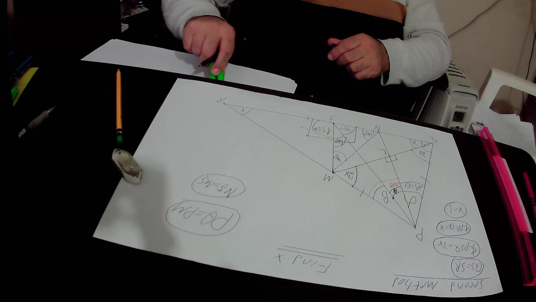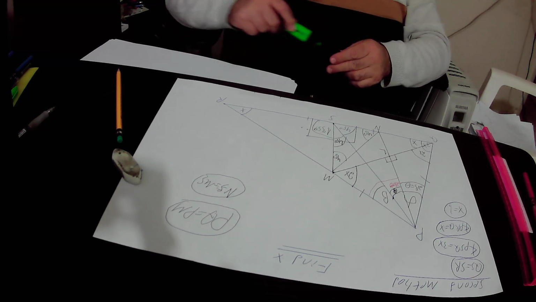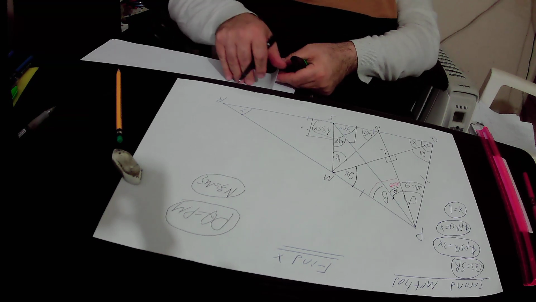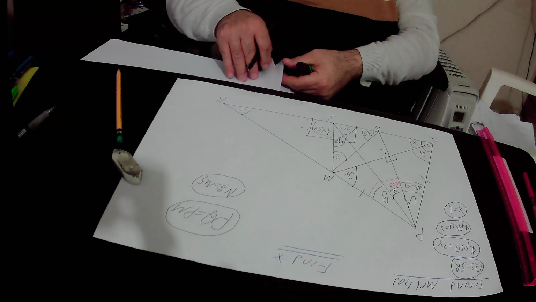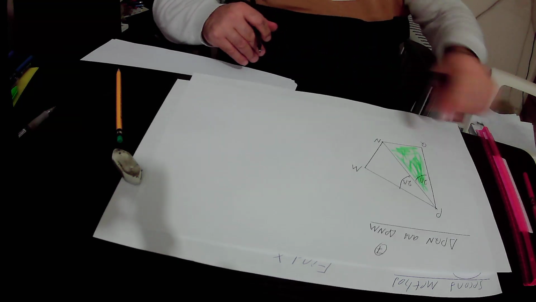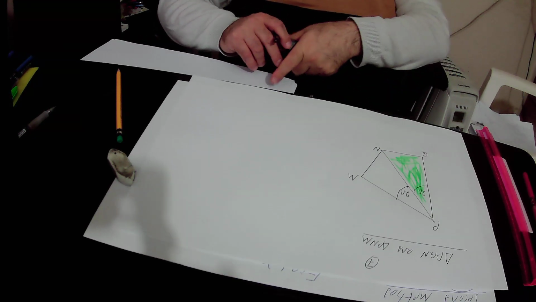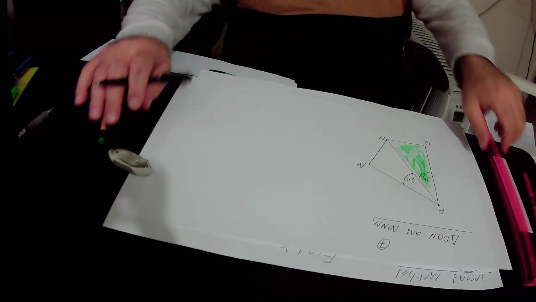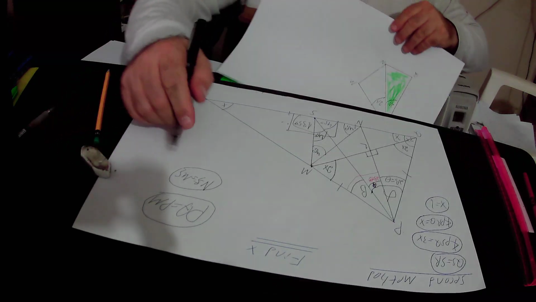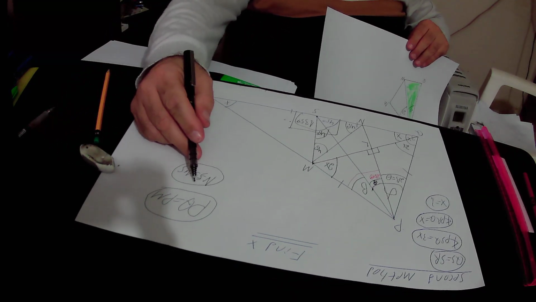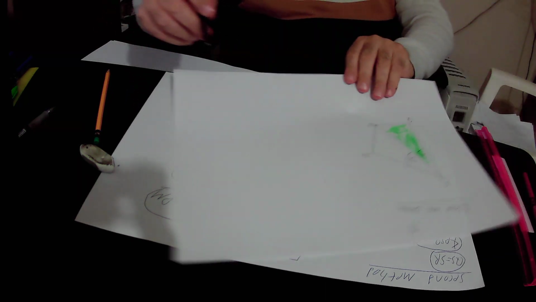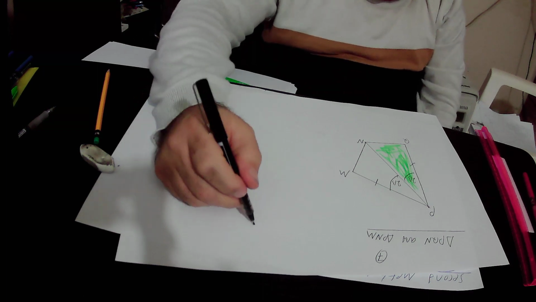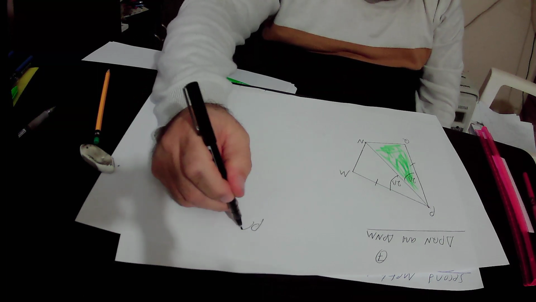So we will actually prove that the green triangle PQN is congruent to the white triangle PNM. First of all, we know that PQ equals PM. We have already found out that PQ equals PM.